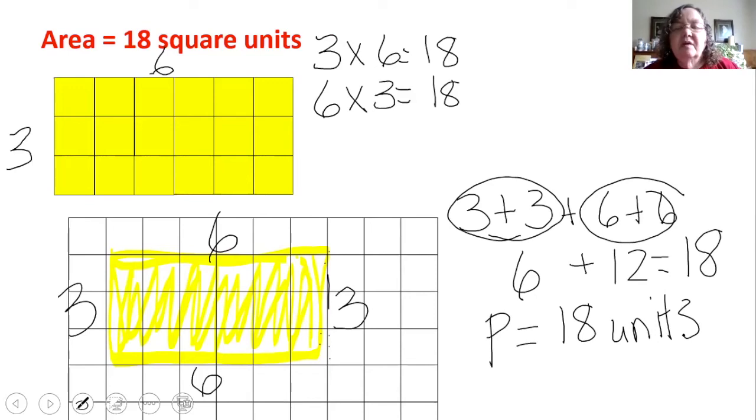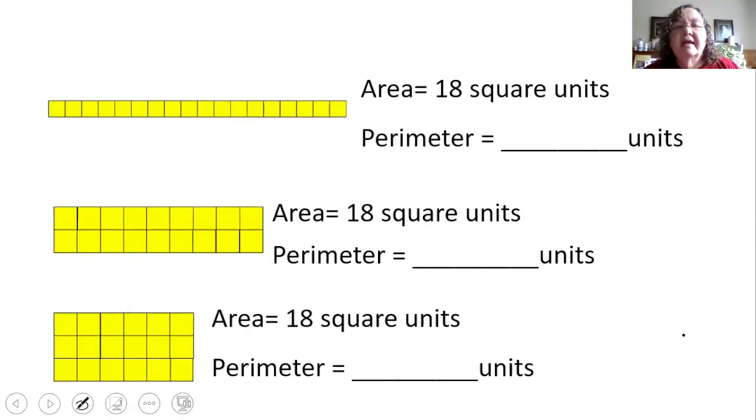Wonderful. Well, I'm going to give you a little bit of a challenge. And, oh, well, first we'll look at this. So this is amazing. My first figure had 18 square units and a perimeter of 38 units. My second one had an area of 18 square units, but a perimeter of 22 units. And my last one had an area of 18 square units, but a perimeter of 18 units.